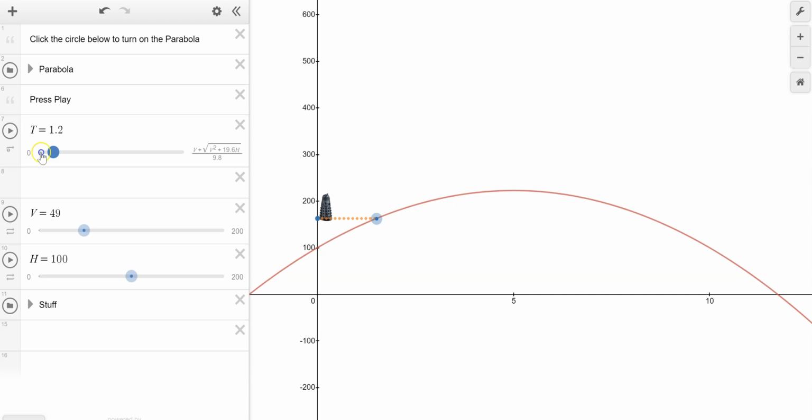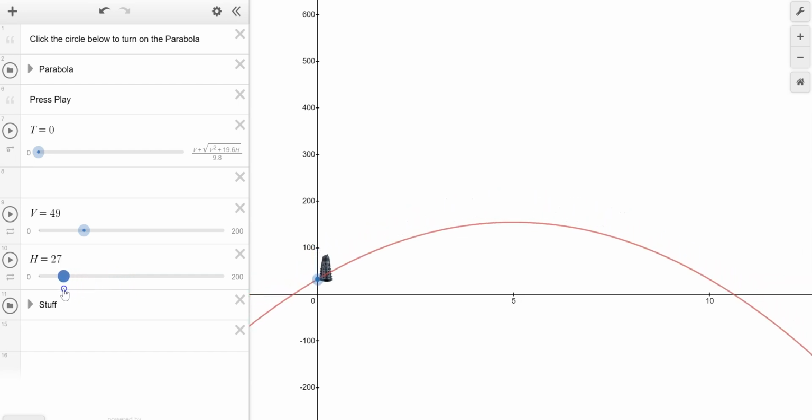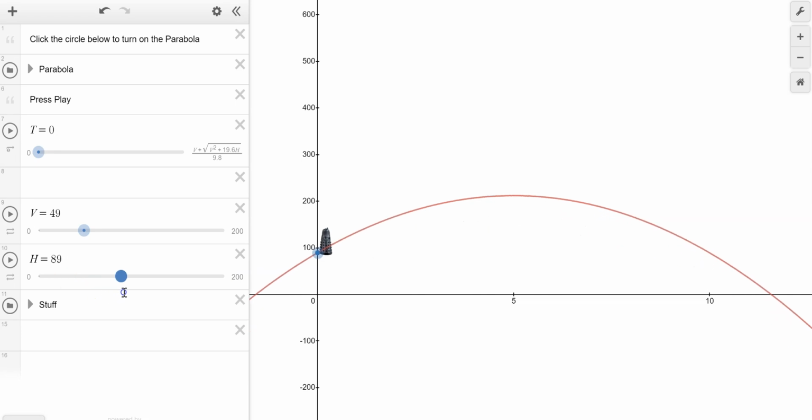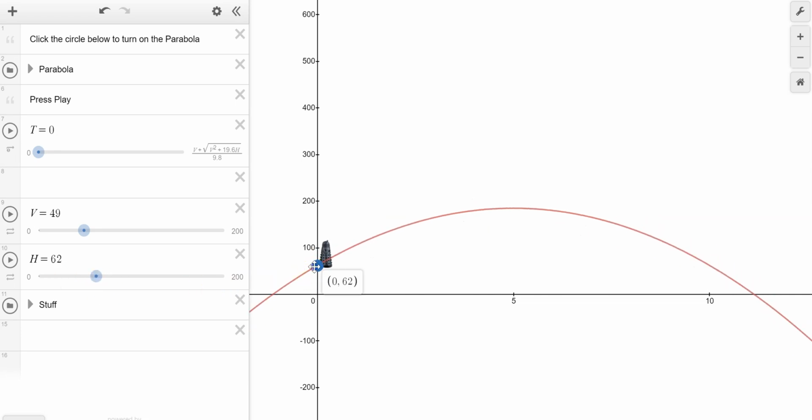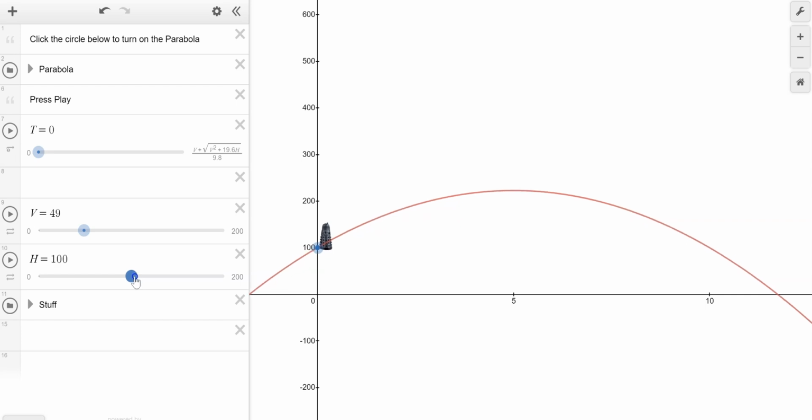See how it goes up and then comes down? So our object starts at 100. See, we're at 100 here. And if I lower it, you can see that the y-intercept here is just whatever number I pick. See, so that's 62. That's 62. So we're starting at 100, right? With an initial velocity of 49, and then it goes up, hits a max height, which is the vertex, and then comes back down.